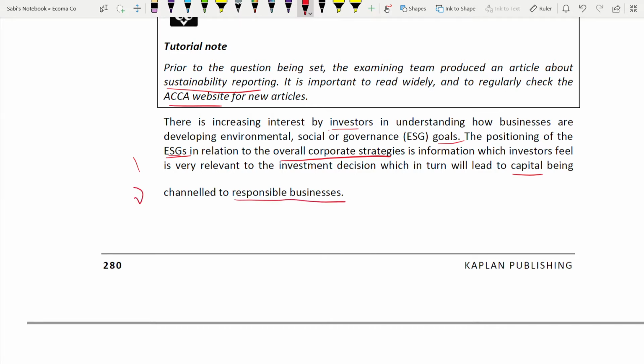Number one point is this. If you have information, if you position this very well with your overall corporate strategy, bring these points also in your corporate strategy, not just about finance, not just about how I'm going to achieve profit in 5 years' time. You should have a strategy on how to take care of your social factor, governance factor, and environmental factor along with your overall strategy, because investors feel if you do this, it becomes very easy for them to take a decision, because they feel that their resources are going to some responsible business, they're investing in responsible business. So the point is that in this case sustainability reporting is important.